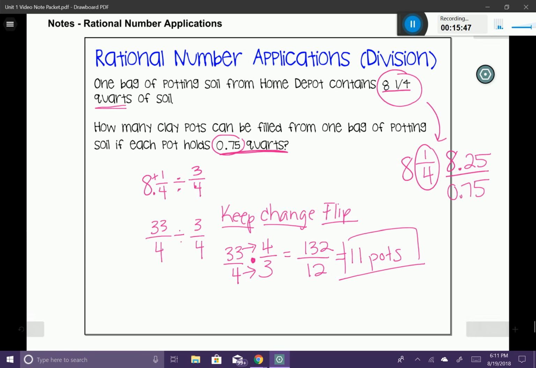But I kind of wanted to go the fraction route with you just to show you that this is possible. Okay, that brings us to the end of our lesson on the applications of rational numbers.